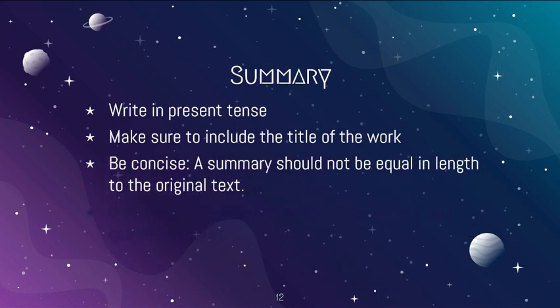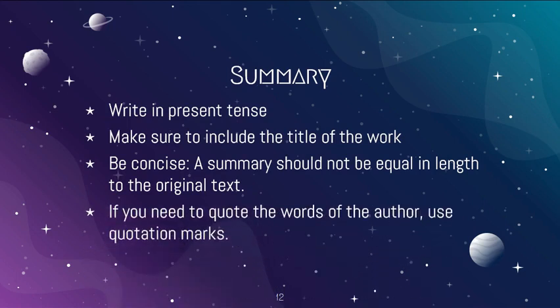You want to be concise. A summary should not be equal in length to the original text, meaning you're taking a bigger text and making it smaller by just saying the important ideas. If you need to quote the words of the author, be sure you use quotation marks. You can't use the author's exact words without quoting the author. That would be plagiarism. Go ahead and take a few minutes to work on your summary now.